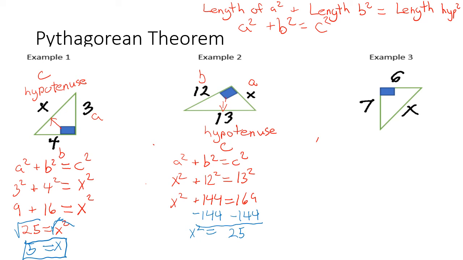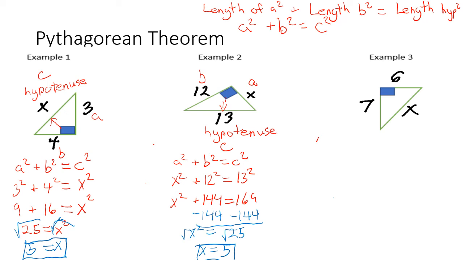At this point, you actually have the exact same problem as we did on the previous one, example 1, where it was x squared equals 25. We already solved that by taking the square root of both sides, and that told us that x equals 5. This is a coincidence. This doesn't happen every time, so don't get too caught up in that idea.